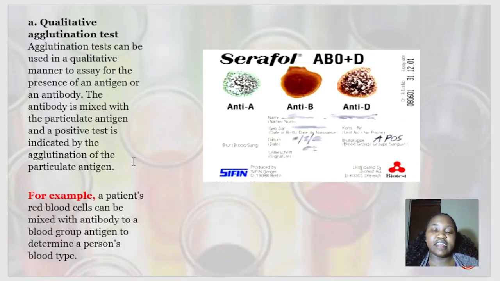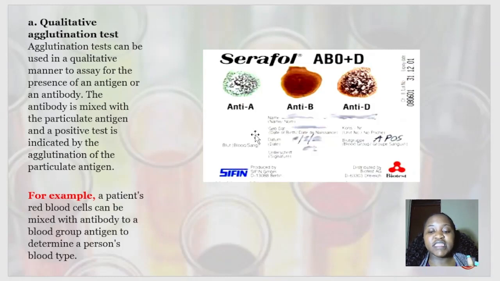This is one example where we do this test qualitatively, just to see if there is a presence of certain particulate antigens. It is a common blood grouping test, where we have, for example, antibody A. You know that we have blood group A, blood group B, blood group AB, and blood group O. Then we also have the rhesus factor. Either you have the rhesus or you don't, so you're rhesus positive or rhesus negative.